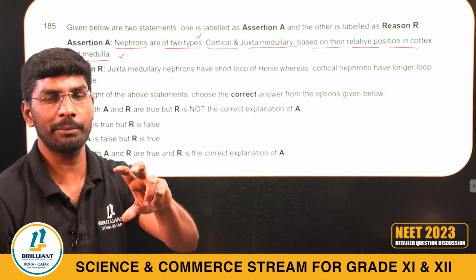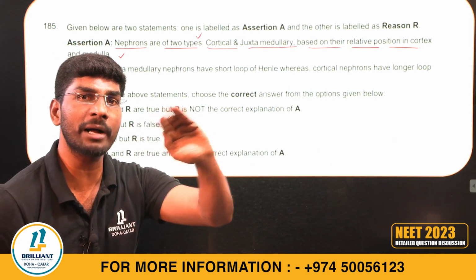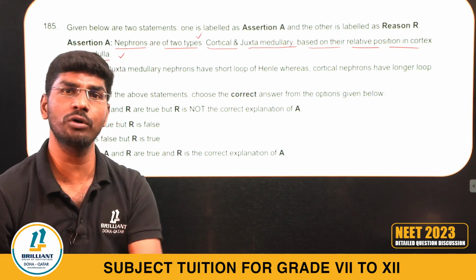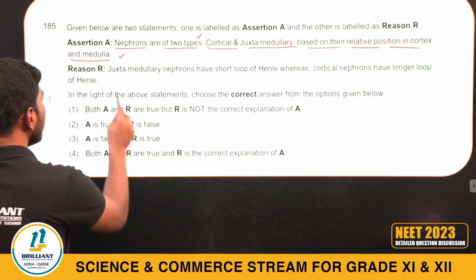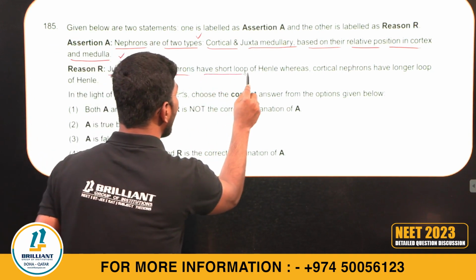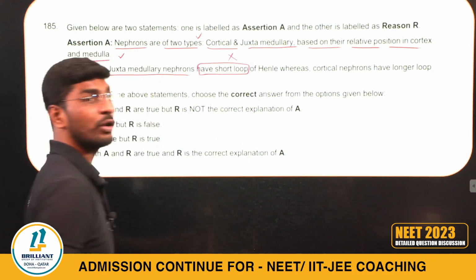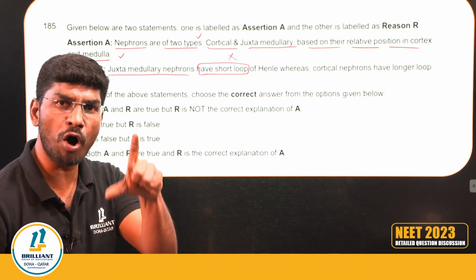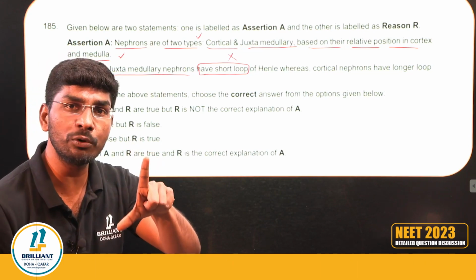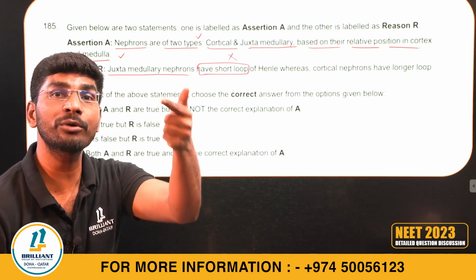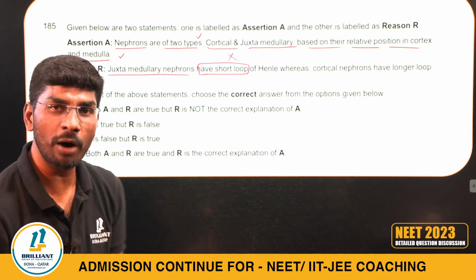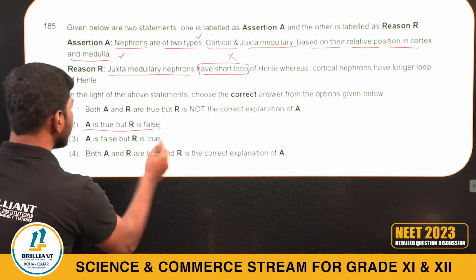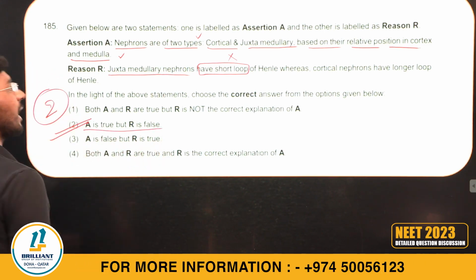Cortical nephrons and also juxtamedullary nephrons. Cortical nephrons have their major part toward the cortex side and a short loop of Henle. Juxtamedullary nephrons have a long loop of Henle. Look at the next one. Reason: juxtamedullary nephrons have a short loop of Henle. Who said? It is a long loop of Henle. Juxtamedullary nephrons are 20% with a long loop of Henle. When the loop of Henle is long, what forms? Hypertonic urine, higher concentration urine forms. So here this statement is wrong. What can I go with? A is true, R is false. Option 2 is the right answer.